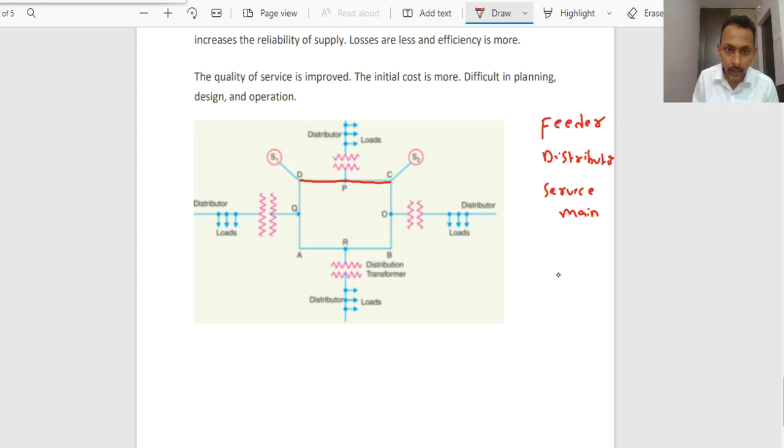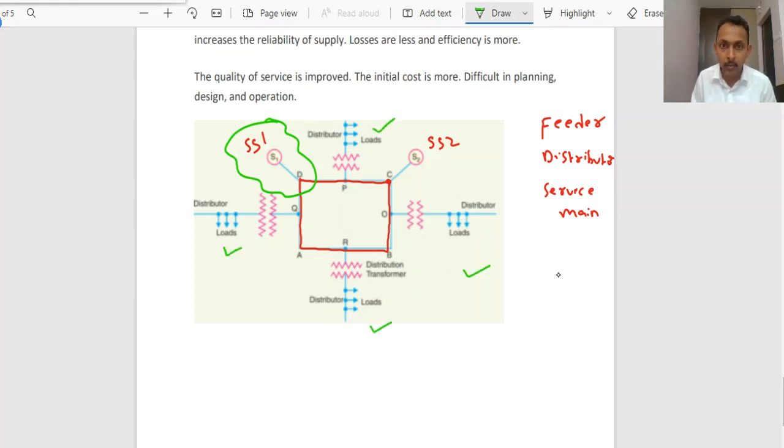So here D, C, D, P, C, O, B, R, A, O, D. This is one loop. Now this loop is being supplied power from two different substations. This is substation 1, and this is substation 2 at some other area. If any abnormal condition, fault or maintenance problem occurs on this substation, the loads connected on the system will not get disturbed. The network power will be supplied from substation 2.